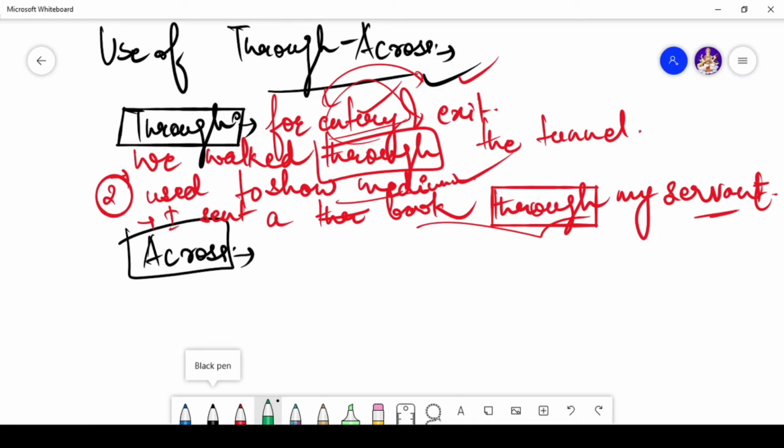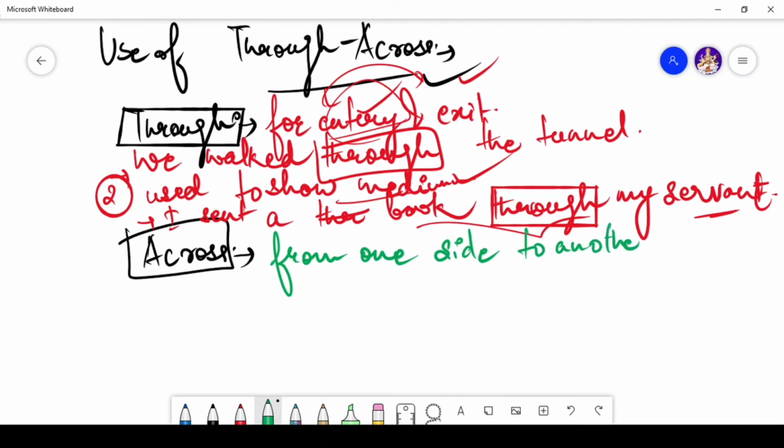Okay, now let's see the next use. The next use is of across. Across means from one side to another. Like let's say for example, if I say that he walked across the trees.